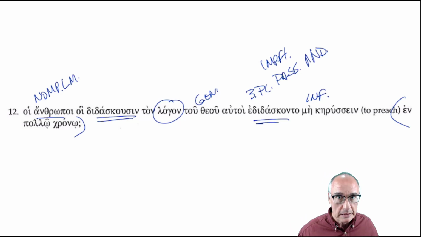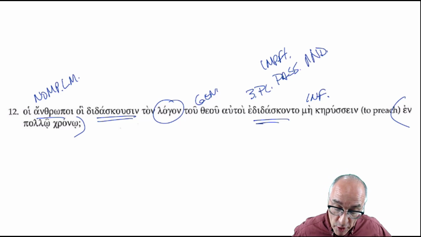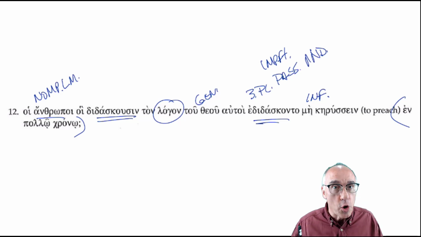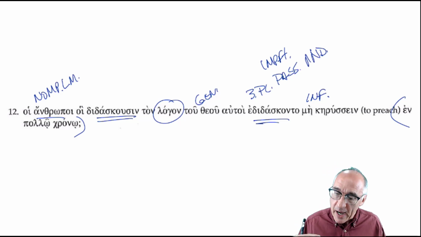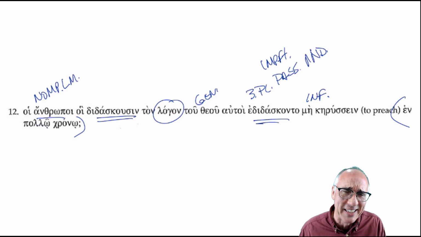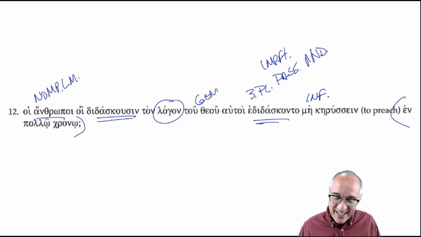Moment of truth here. It's a confusing sentence. I'm not even sure what it means in English. So let's just understand the grammar here. The men, those teaching the word of God, were they taught not to preach really for a long time, for much time? And again, notice I'm keeping the word order. It's the most successful sentence to learn from.